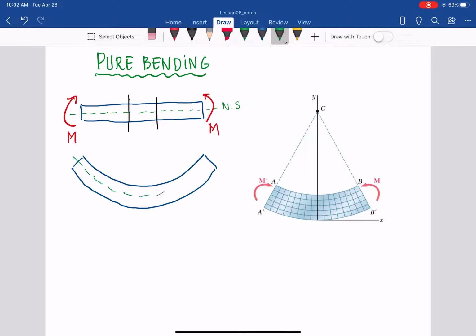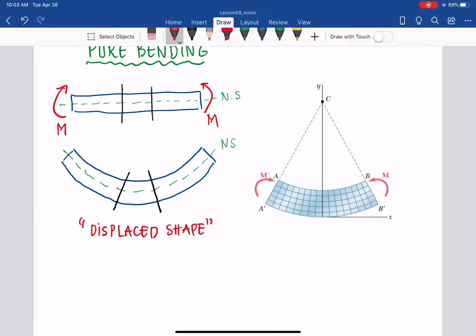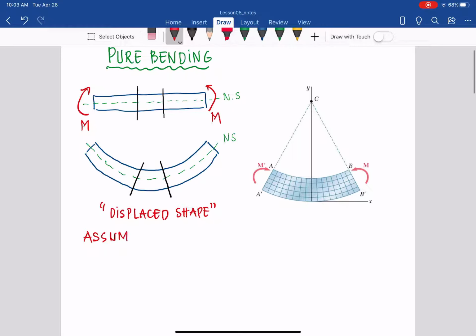And yes, after a bending moment, the shape is displaced. In this case, we call that the displaced shape after the bending moment is applied on that member. With that, several assumptions for pure bending need to apply before we continue. What are the assumptions we need to make?